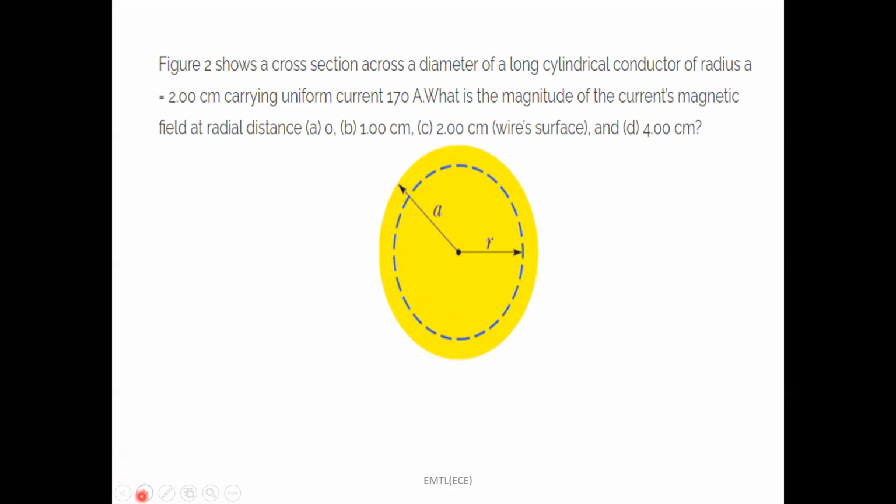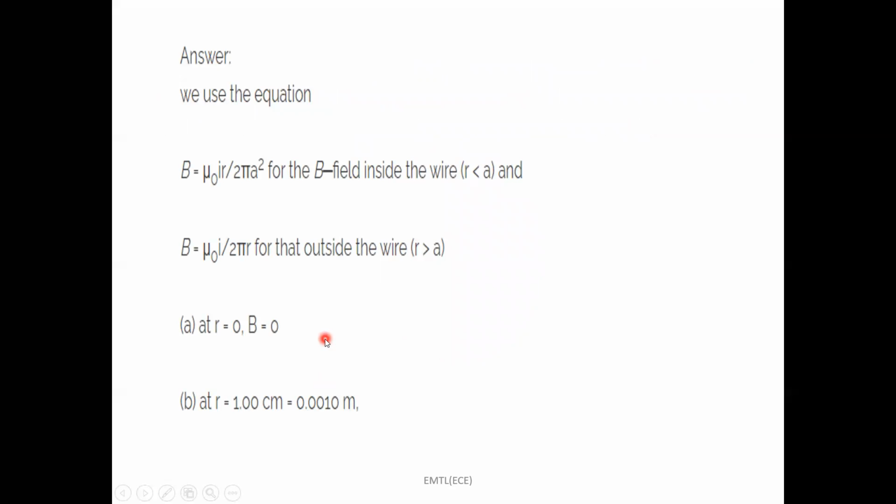And the solution of the problem is, before we do this problem, we have to know the expression for the determination of magnetic field intensity for a circular conductor. Here there are two cases: one is r less than a and another one is r greater than a. For r less than a, the magnetic field inside the wire, the expression is B is equal to mu naught I r by 2 pi a square.